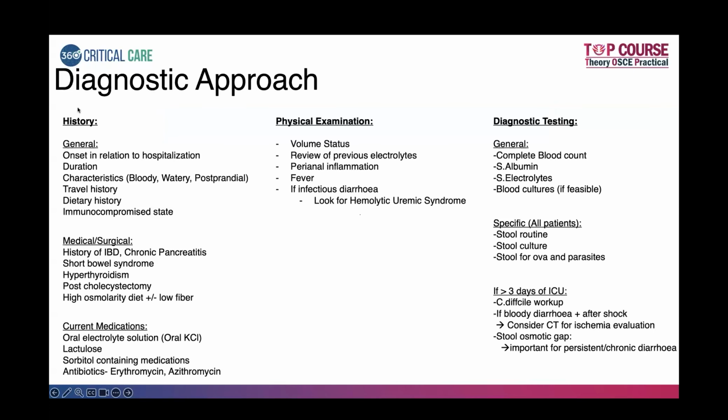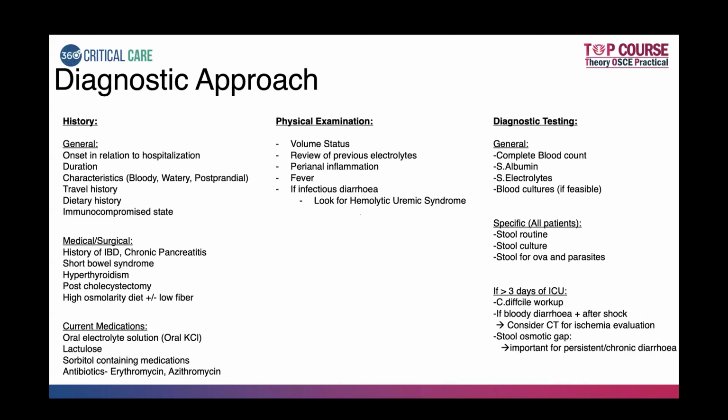So the diagnostic approach, you always need to go in a step-wise manner: history, examination, and testing. So history, first general history that you need is the onset in relation to hospitalization, the duration, the characteristics, whether it is bloody, watery, or postprandial, travel history, dietary history, and immunocompromised state. Then medical history, history of IBD, chronic pancreatitis, short bowel syndrome, hyperthyroidism, post-cholecystectomy status, or high osmolality diet with low fiber.